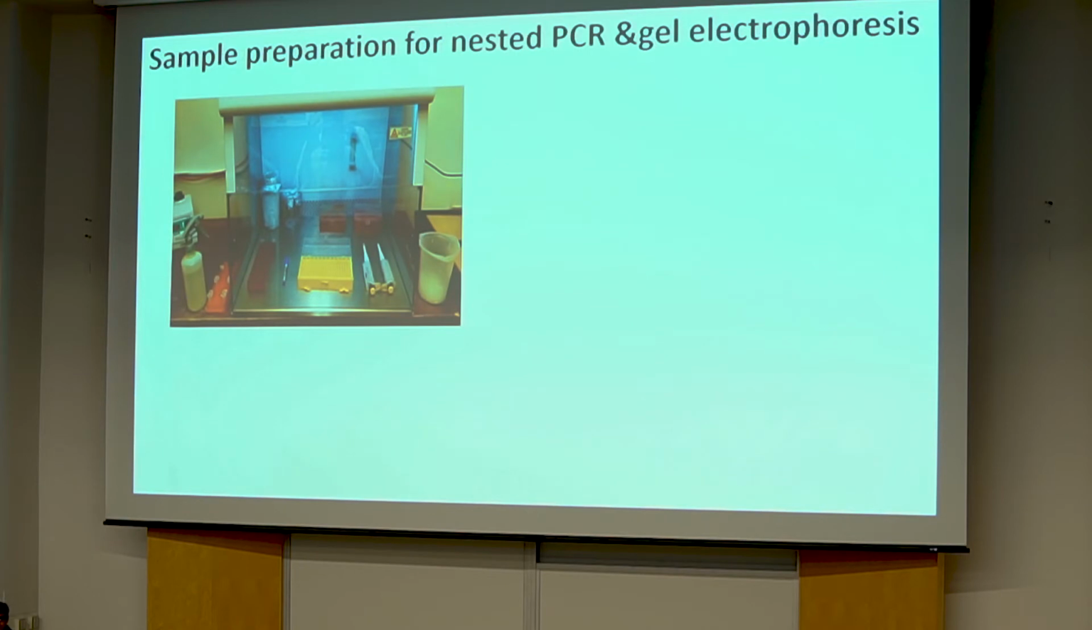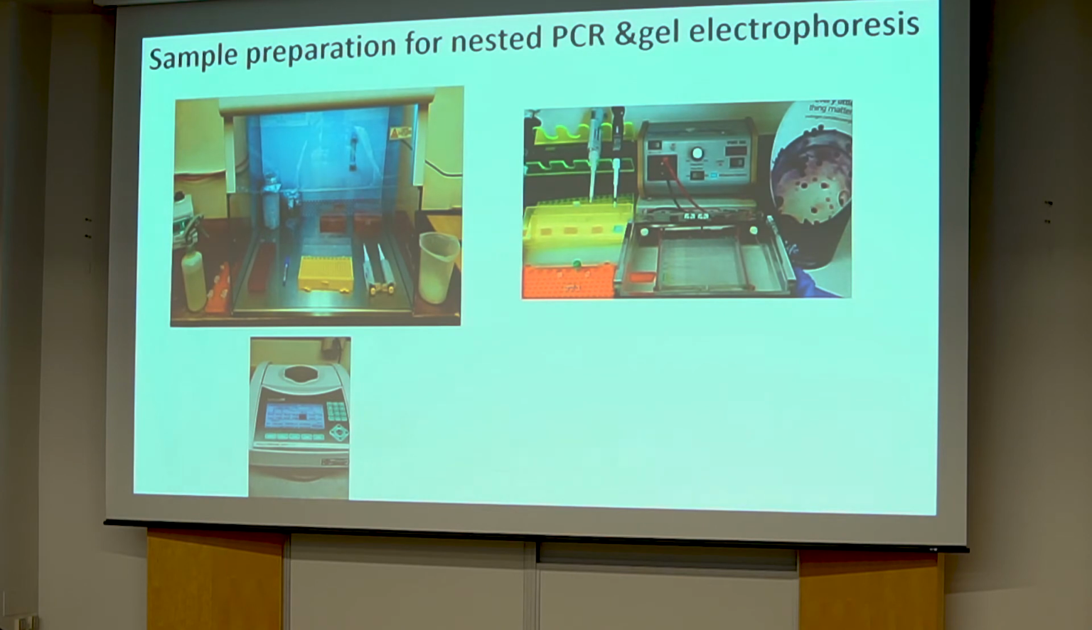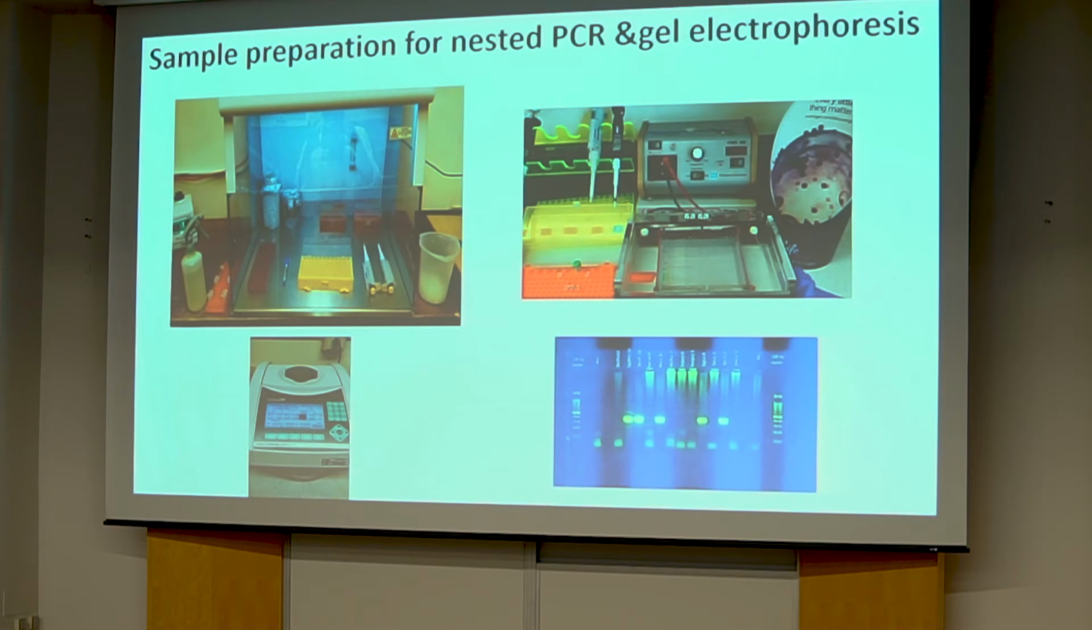Now I'm going to give a brief description of how I do this nested PCR. Sample preparation for nested PCR is done inside a PCR station. After preparing the samples, we put them on the thermocycler, and it takes around 2 hours to complete the whole cycle. Then we load our PCR products into a gel. And after the gel run, we get an image like this.